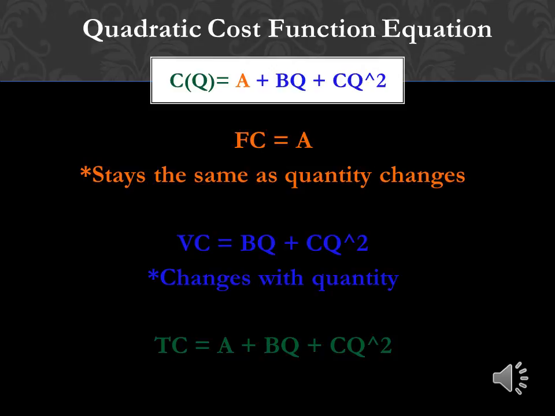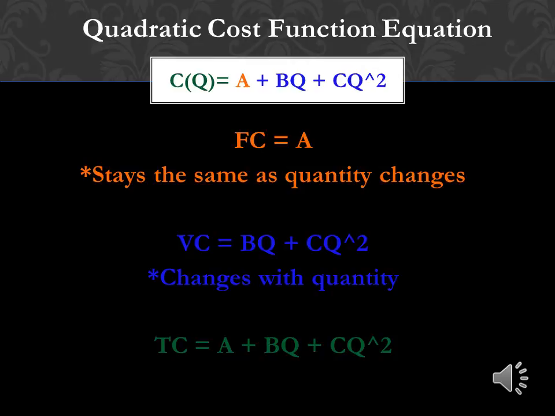By looking at this equation, you should be able to find the total cost, the fixed cost, and the variable cost. Since the fixed cost is not dependent upon a quantity, it's going to be our portion that is A. That's just a number, not times a quantity. It's always going to be that. It doesn't matter how much the quantity changes, whether it goes up or down, it's always going to be that A portion.